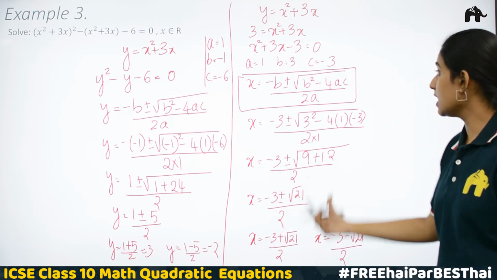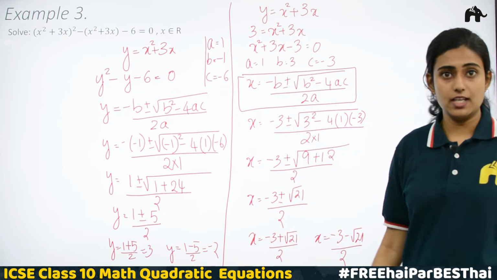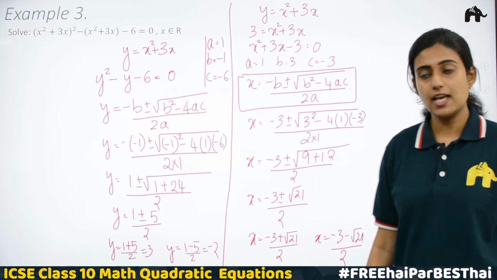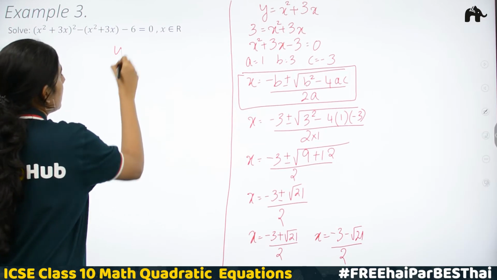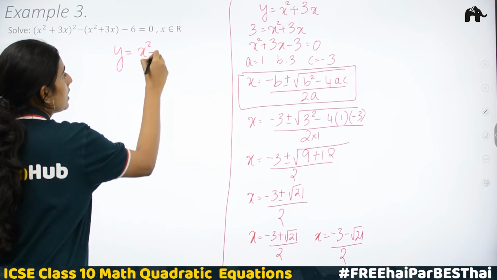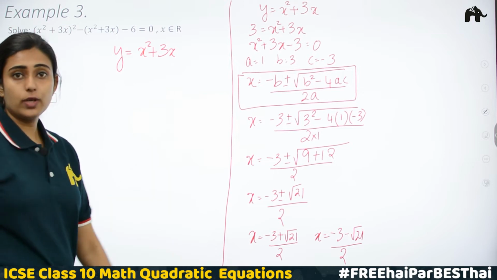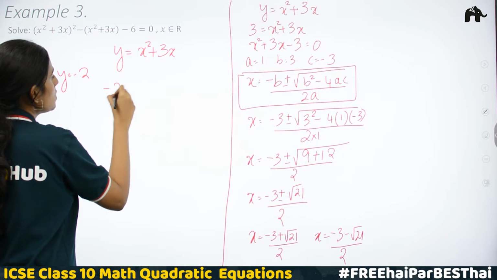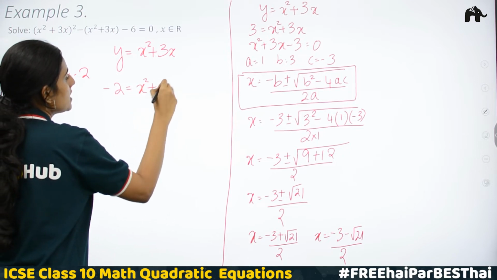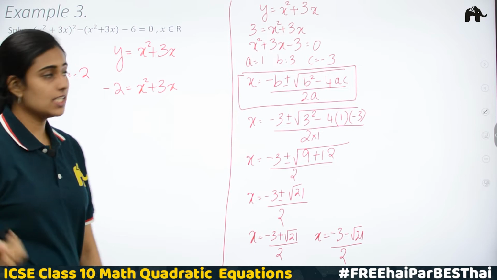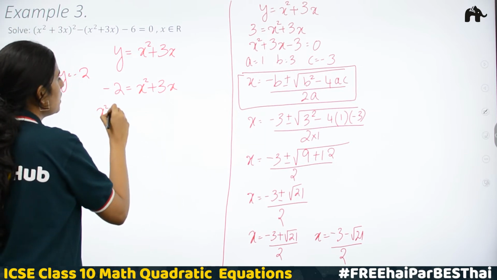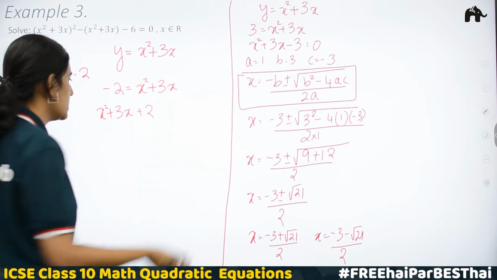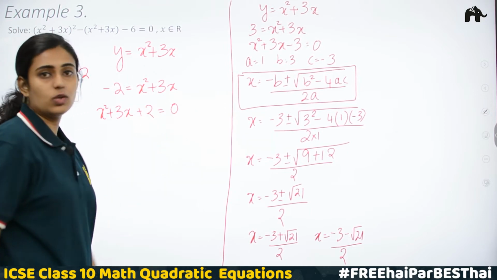This is when we substituted y = 3. Similarly, when you substitute y = −2, you will get two roots. Let's find them. When y = −2, the equation becomes −2 = x² + 3x. Rearranging, taking the −2 to the opposite side, we get the standard form x² + 3x + 2 = 0.